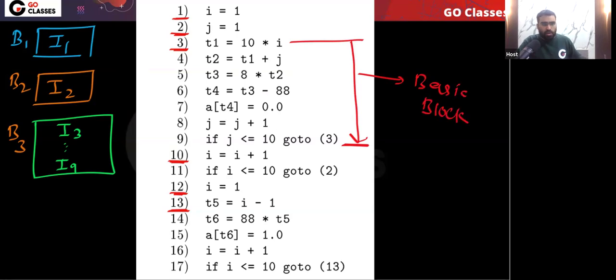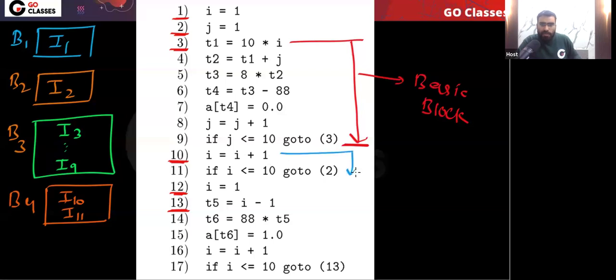Very simple. Just go leader to leader. Then the next basic block will have I10 and I11. Yes or no? I10, I11. So that will be the next basic block. This will be a basic block.